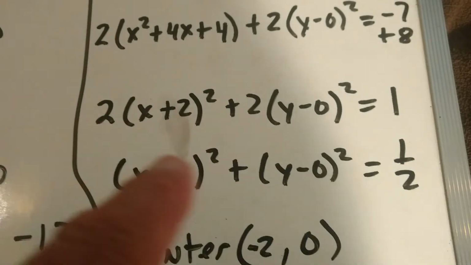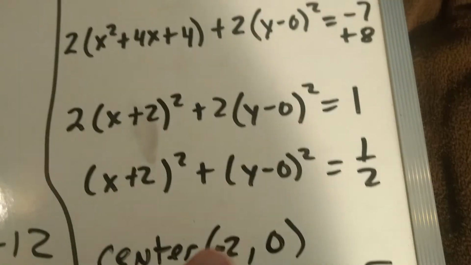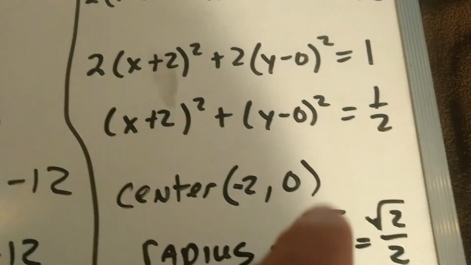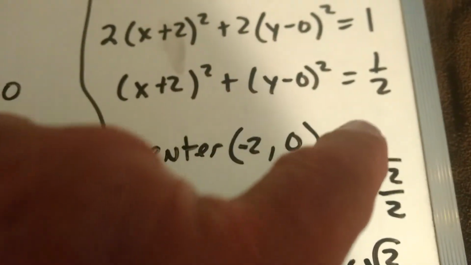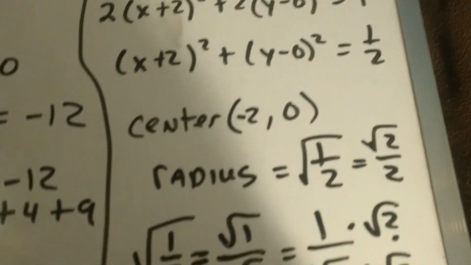Divide the whole thing by 2. This becomes a 1, and this becomes 1 half. So we can see that our center is at negative 2, 0. Our radius is the square root of 1 half. Remember, the radius is the square root of this value. It ends up being square root of 2 over 2.